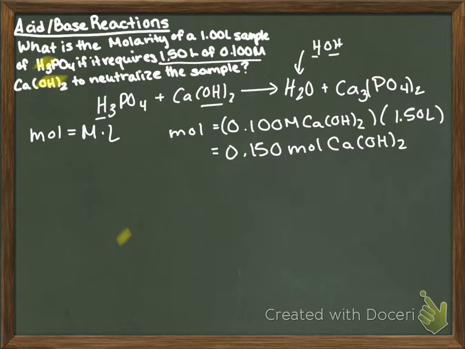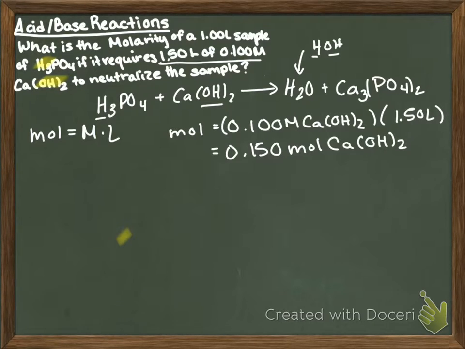Once I have that, I can go ahead and set up my stoichiometry problem. In this case, what I'm going to have to find is the number of moles of my H3PO4, which I can tell because it's asking me for the molarity. The two things that are with molarity in the molarity equation are moles and liters. I have liters, I don't have moles, and so that's what I'm going to be needing.